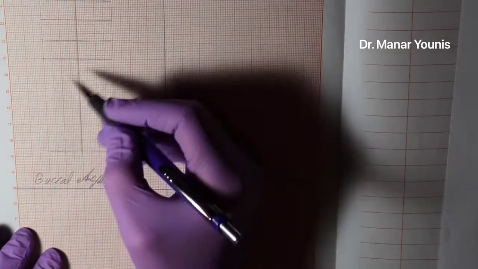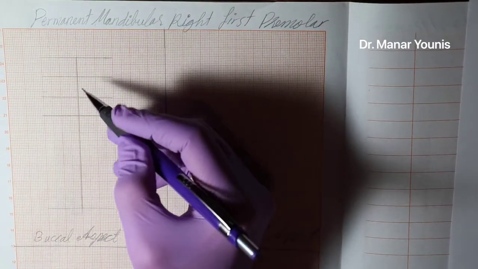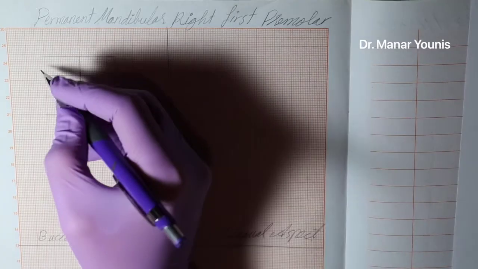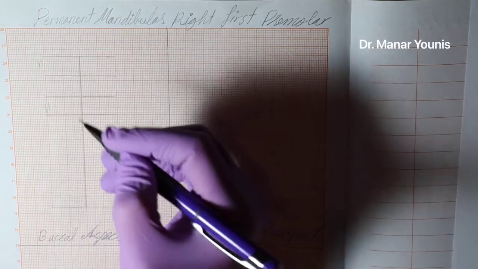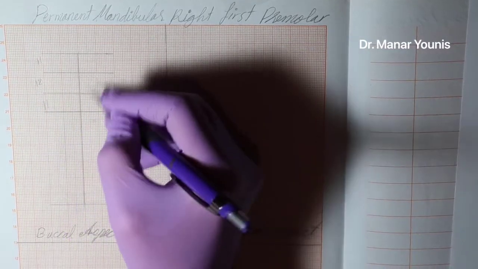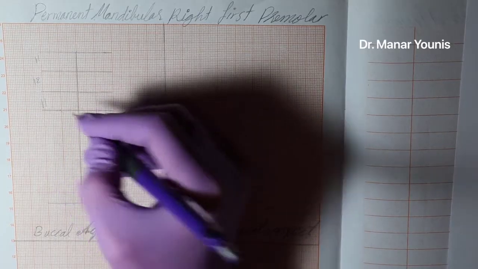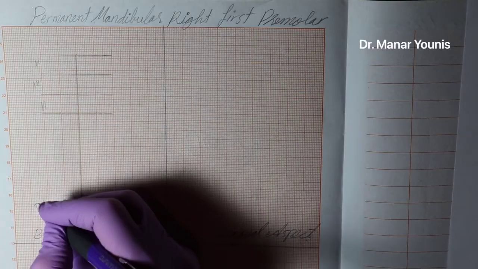So I already marked the length of the root, which is 56, the length of the crown, 34. I divided the length of the crown into 3 thirds, 11 for the occlusal and cervical thirds, and 12 millimeters for the middle third. This is 10 for the mesiodistal diameter across the cervix, 10 toward the mesial, and 10 toward the distal.